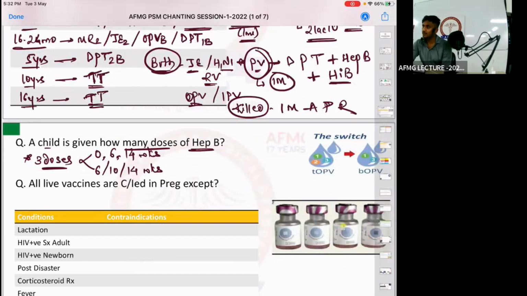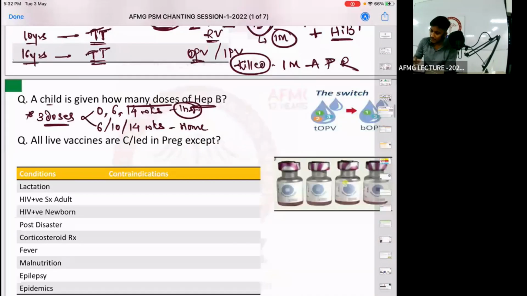In home delivery, 6, 10 and 14. Institutional delivery, 0, 6, 14. No issues with this. ये अलग सा क्वेश्चन था, इसीलिए बताया इम्पोर्टेंट है. PSM में ऐसे ही होता है.